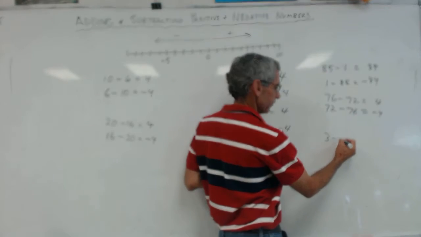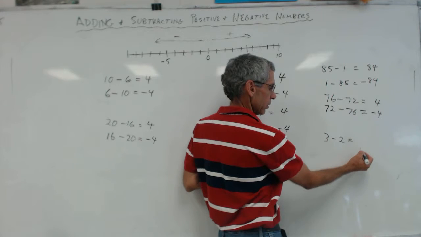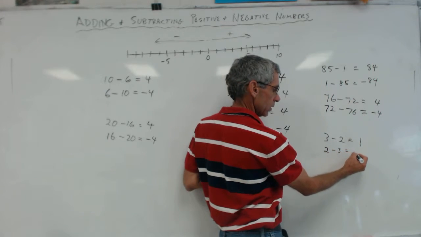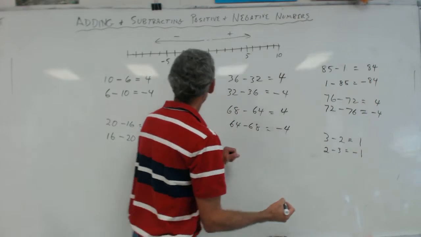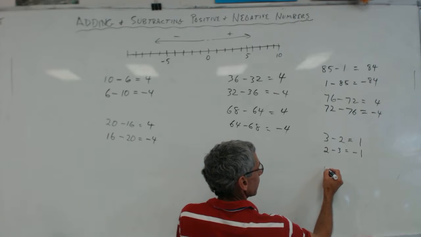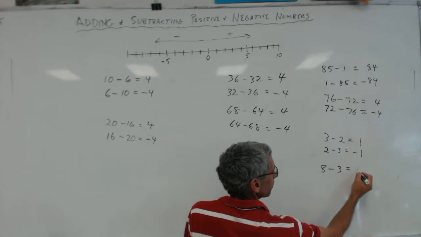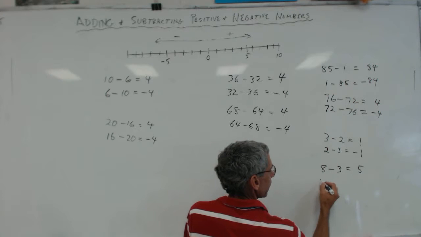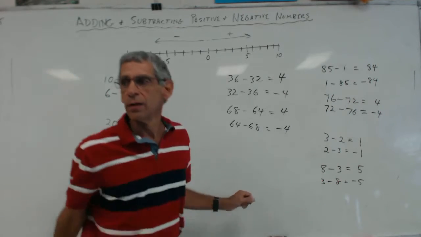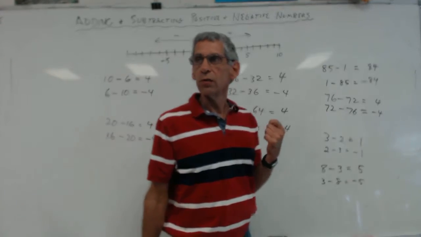What is 3 minus 2? No, it's 1. What's 2 minus 3? Negative 1. Now what is 8 minus 3? 5. What is 3 minus 8? Negative 5. Okay, can somebody, by looking at these patterns, tell me what you notice?